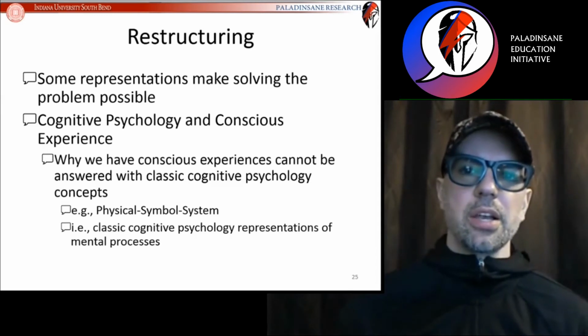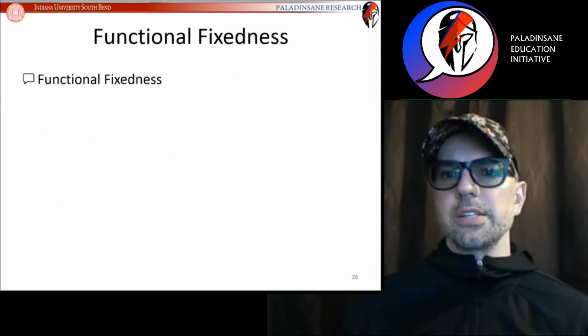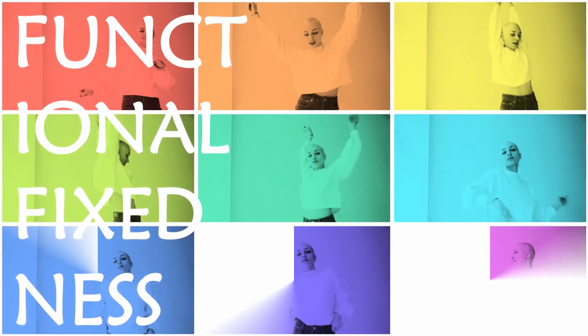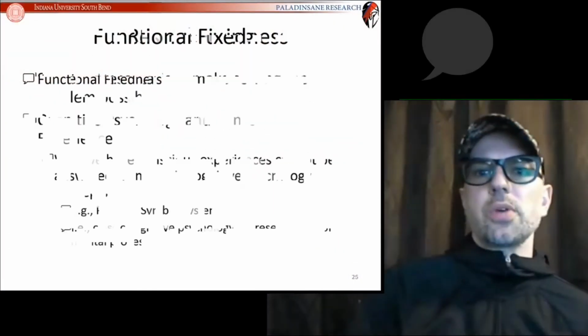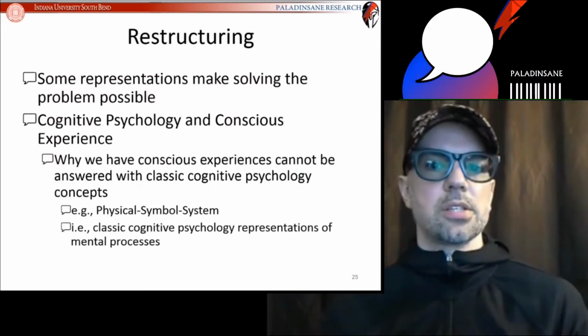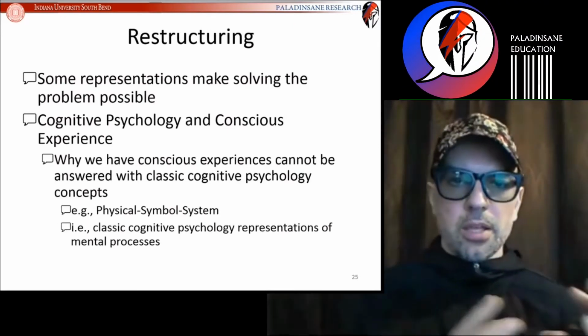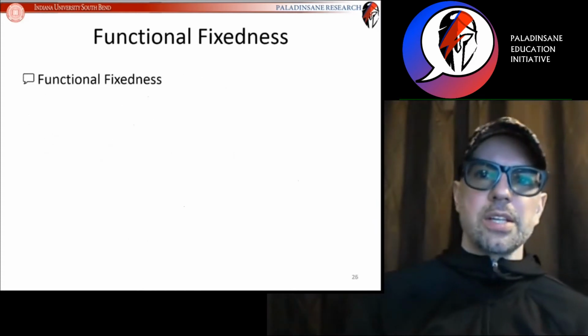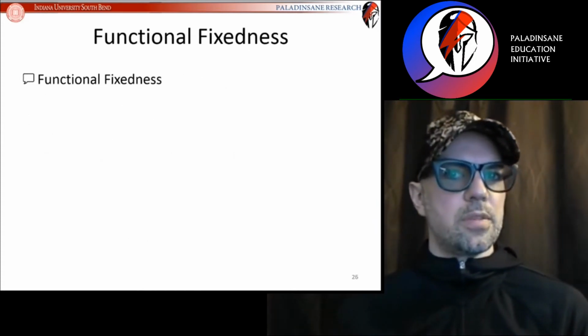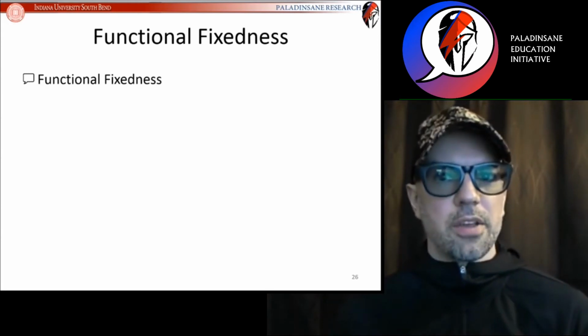The next thing we're going to take a look at is functional fixedness. So restructuring was something that helps us solve a problem. You're struggling with a problem, you restructure it, you then are able to solve it. Functional fixedness is something that doesn't help. It hinders our solving of a problem.